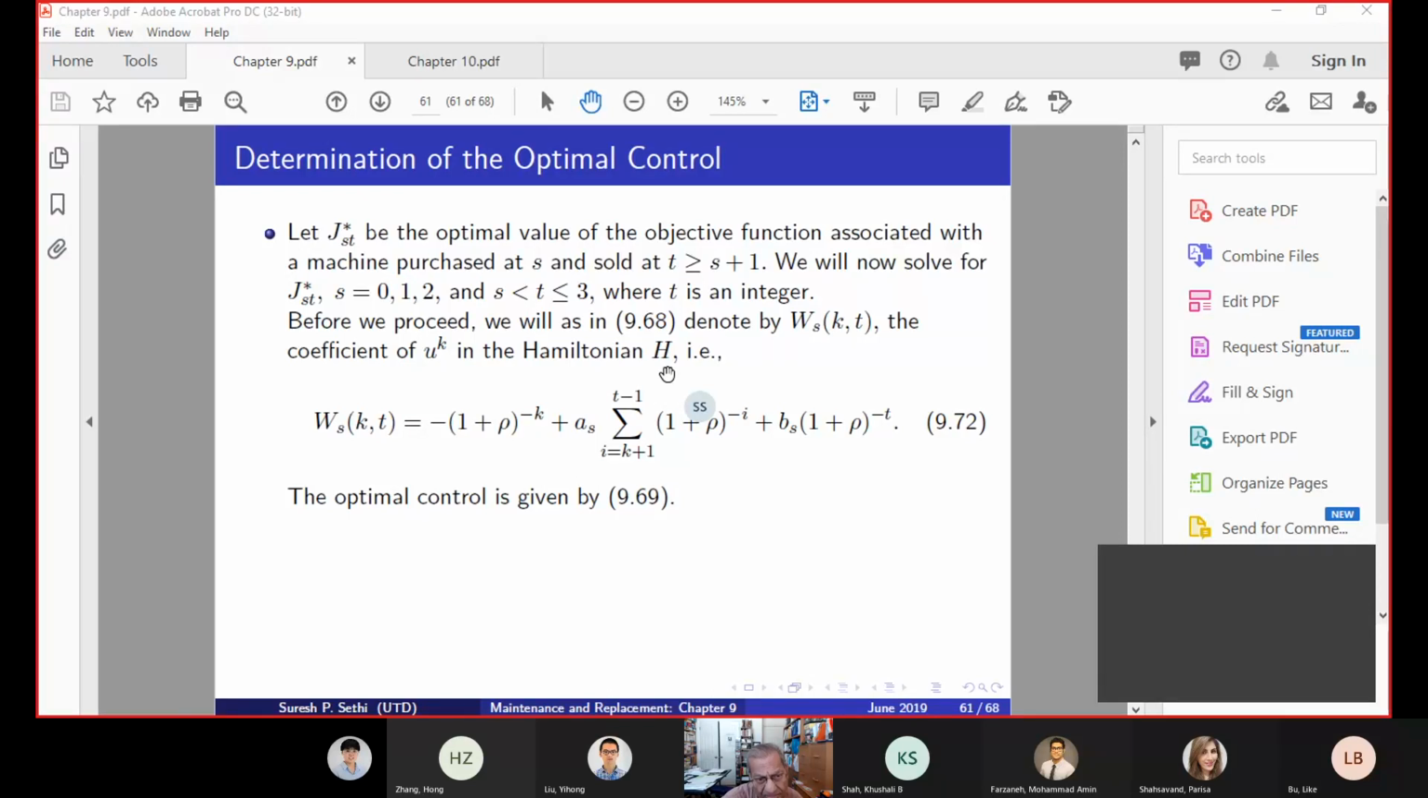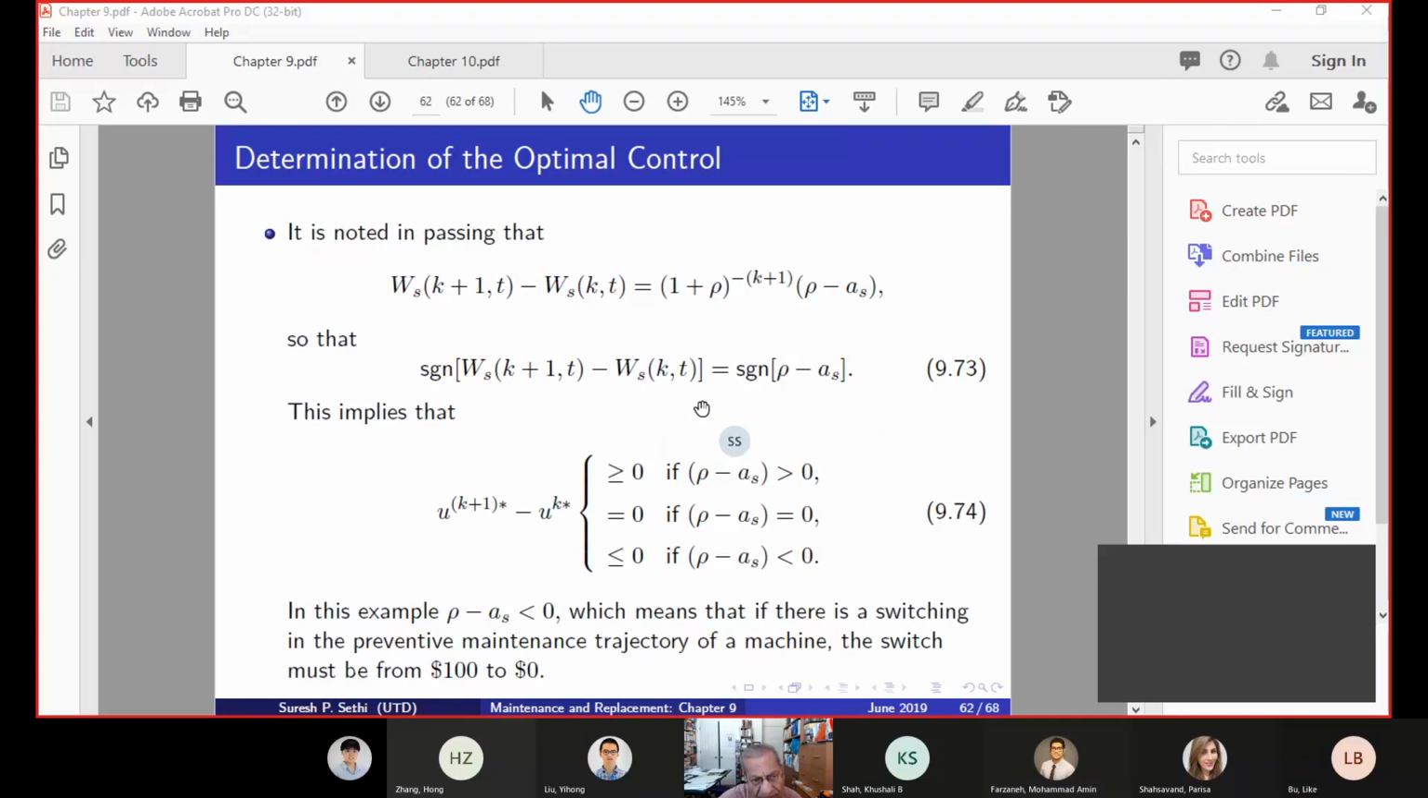So given the data, let J star be the optimal value of the objective function for a machine purchased at S and sold at T. We will now solve the problem for J. We need to solve J_ST star for S equal to 0, 1, 2, and for S less than T, less than or equal to 3, where T is an integer. So solving the problem, I find the switching value function, this one. I know A_S, I know B_S, and I know this function.